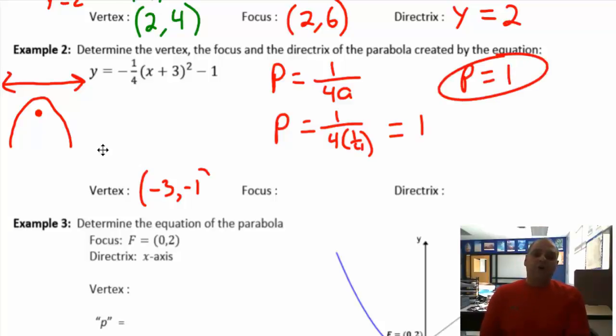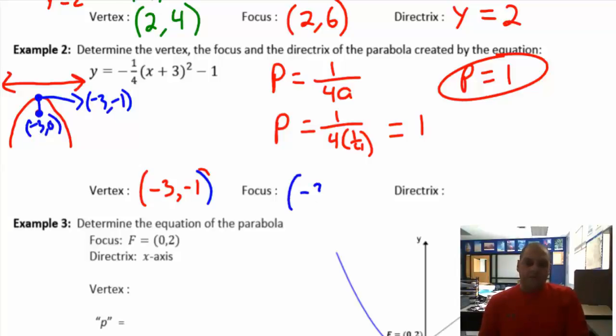Once you have your p value, you go to your diagram, and my vertex is right there at (-3, -1) on a graph. We don't need a grid necessarily to do that. So if I'm at (-3, -1), my focus is going to be down 1, because the parabola goes down. If I go down 1 from -1, I go to 0. This is going to be (-3, 0). And my directrix actually goes, oh, I'm sorry, no, that's wrong. You go down 1 from -1, it's -2.